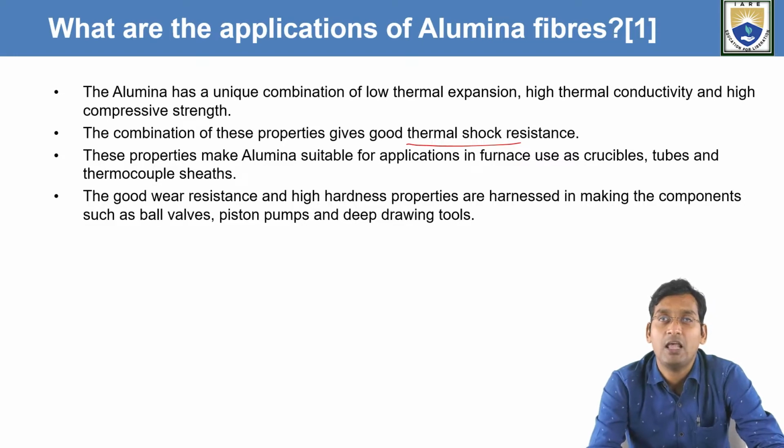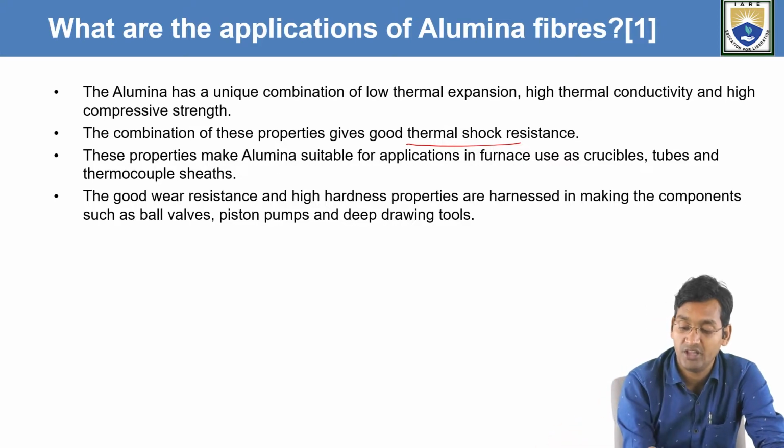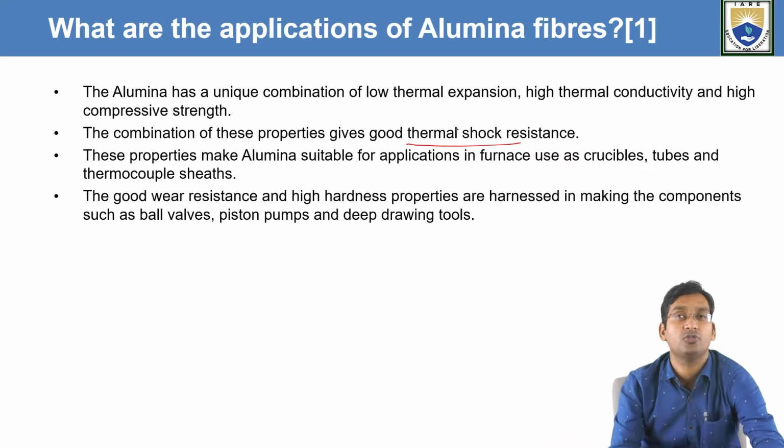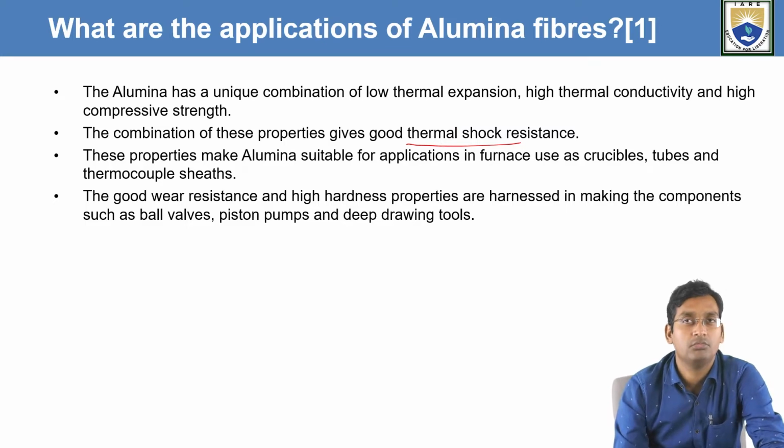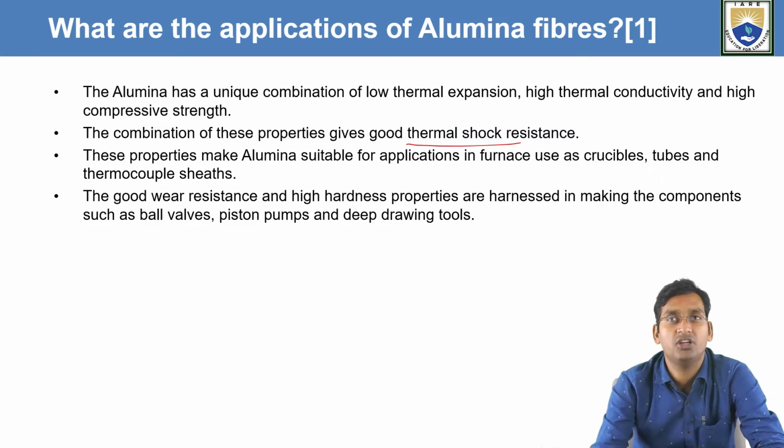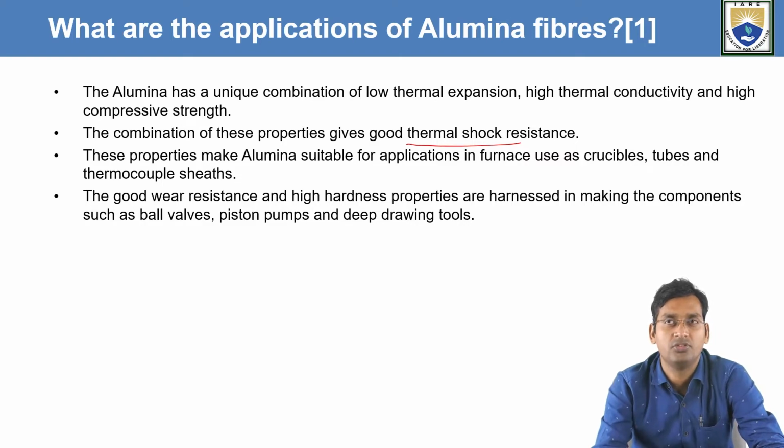These properties make alumina suitable for application in furnaces, used as crucibles, tubes and thermocouples, because up to 1000 degrees Celsius their strength won't decrease. The good wear resistance and high hardness are harnessed in making components such as ball valves, piston pumps and deep drawing dies.